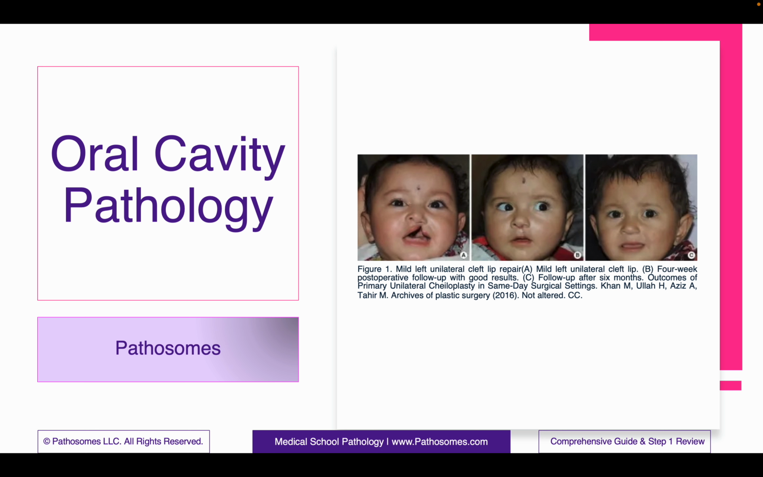Imagine the difference in life that this young child will experience looking like they do in C growing up, as opposed to looking like A growing up. Not to say that abnormalities shouldn't be embraced or whatever, but just imagine the less bullying, awkward looks, and questions that this person's going to experience through their life because a plastic surgeon did this. Truly outstanding work. We're going to be talking about this and much more in this presentation on oral cavity pathology.